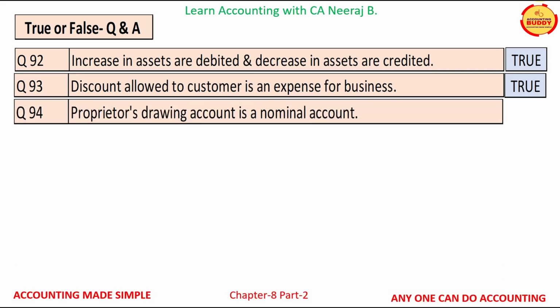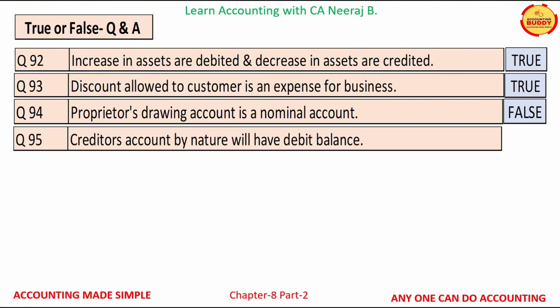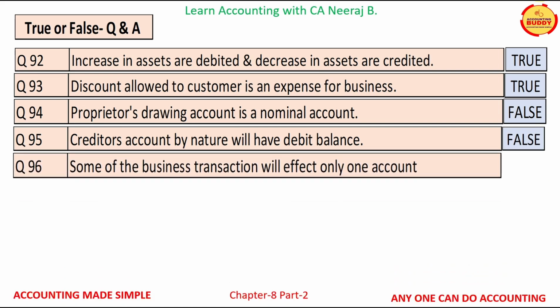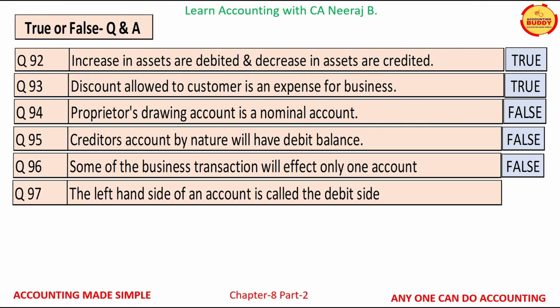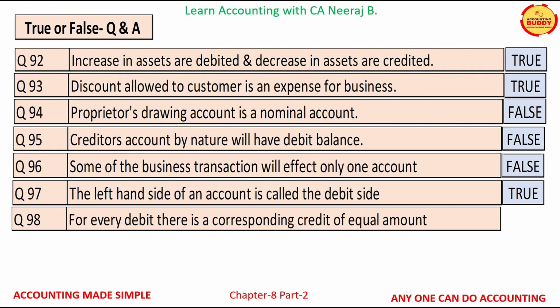Question number 94, proprietor's drawing account is a nominal account. This is a false statement. Question number 95, creditor's account by nature will have a debit balance. This is again a false statement. Question number 96, some of the business transaction will affect only one account. This is a false statement. Question number 97, the left hand side of an account is called the debit side. This is a true statement. Question number 98, for every debit there is a corresponding credit of equal amount. This is again a true statement.